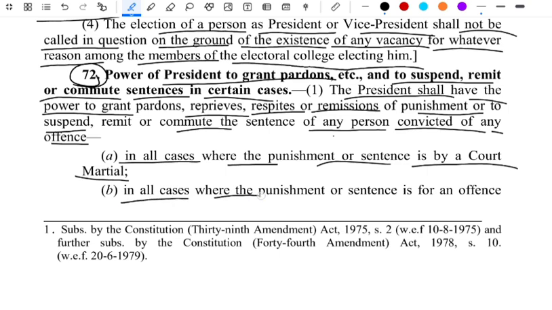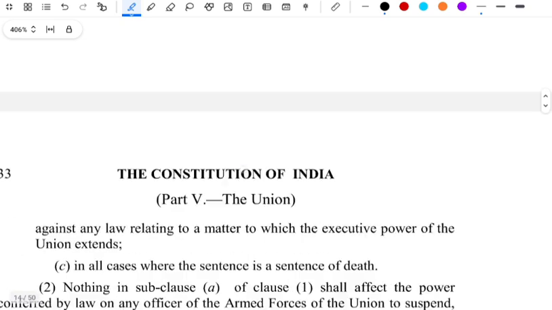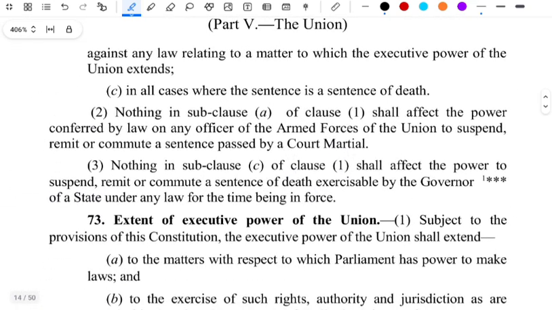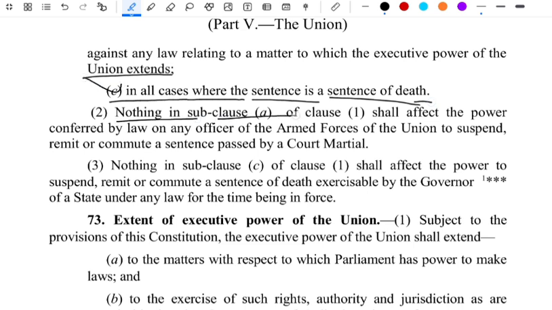In all the cases where the punishment or sentence is for an offense against any law relating to a matter to which the executive power of the union extends. Okay, in all the cases where the sentence is a death sentence, that also comes under the president's purview. Okay, nothing in sub-clause (a) of clause 1 shall affect the power conferred by law on any officer of the armed forces of the union to suspend, remit, or commute a sentence passed by a court martial.